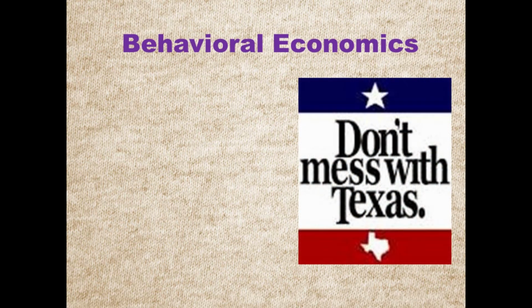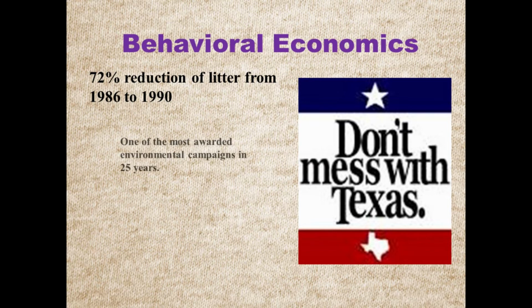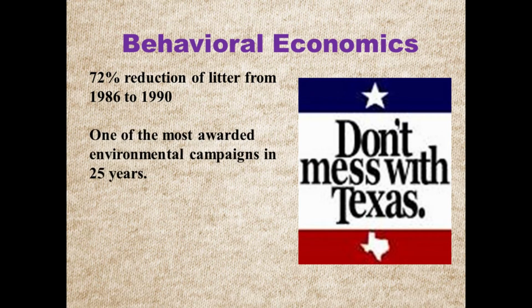The Don't Mess with Texas signs were displayed prominently on road signs of major highways, and local television stations flooded the airwaves with this message. The campaign is credited with reducing litter on Texas highways by roughly 72% between 1986 and 1990, and is one of the most awarded environmental campaigns of the last 25 years. This level of success also speaks to the power of identity, because once responsibility is established, a successful campaign calls for one to act because they can identify with their participation in the problem as well as their ability to participate in the solution.